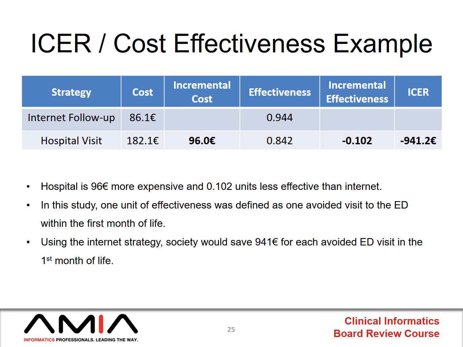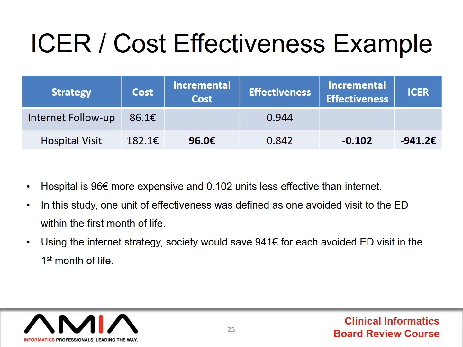So the hospital visit cost 96 euros more, but it was 0.102 units of effectiveness less effective, which means that the slope of this line is negative. It has a negative incremental cost effectiveness ratio to the tune of 941 euros. There are two ways to interpret that. The first is that the health system, by using the internet follow-up, would save 941 euros for every avoided hospital visit. Alternately, it costs the health system 941 euros compared to the internet follow-up if they stuck with the standard of care, which was hospital visits.